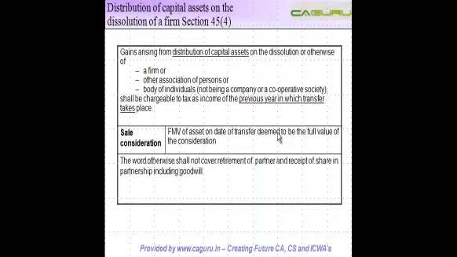Distribution of a capital asset on dissolution of a firm. Section 45, subsection 4. Again, as usual, let's first understand what this means.